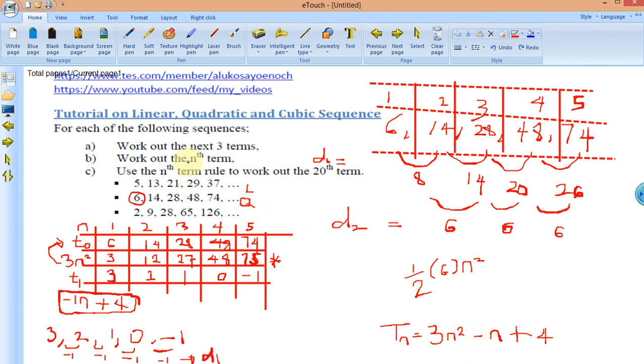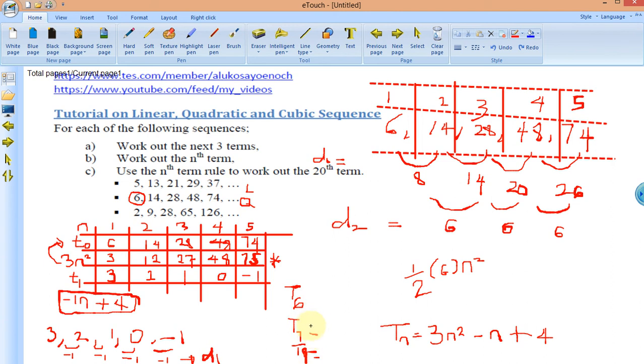So then we work out the nth term. We've been able to work out the nth term, so we can work out the next 3 terms. Next 3 terms means the next 3 terms after this now. So this is still 1, 2, 3, 4, 5. That is when n is 6, 7, and 8. So I'm going to find T6, T7, and T8.